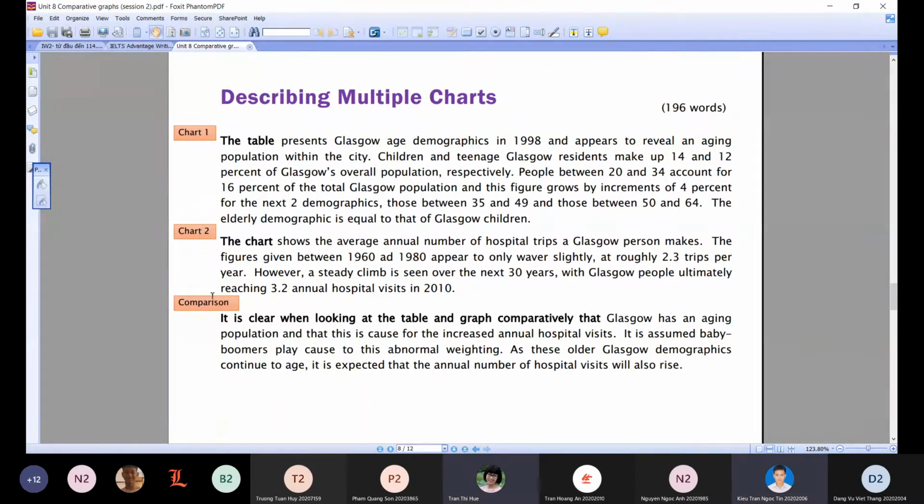So it is clear when looking at the table and graph comparatively that... So in the last paragraph, the writer compares or makes the connection between the table and the line graph, right? Glasgow has an aging population, and this is the cause, and that this is the cause, another spelling mistake, for the increased annual hospital visits.